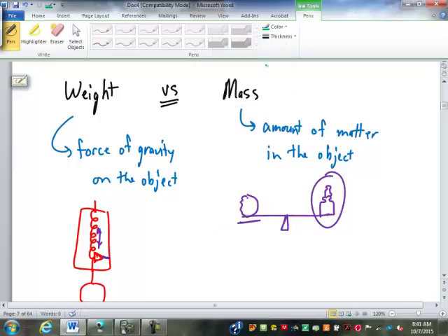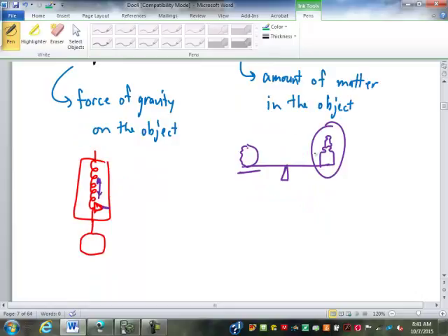Like we said, mass is constant. If I take this to the moon, well, the force of gravity on the moon is less than it is on Earth. So the amount that gravity pulls on our object is going to change, but the amount that gravity pulls on the known masses is also going to change. So the same mass is still going to balance our objects. The mass will not change.